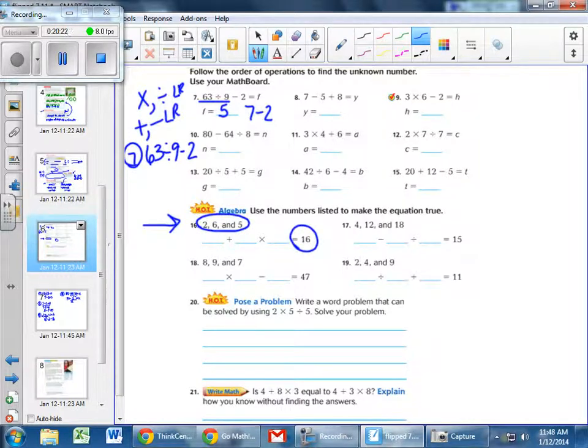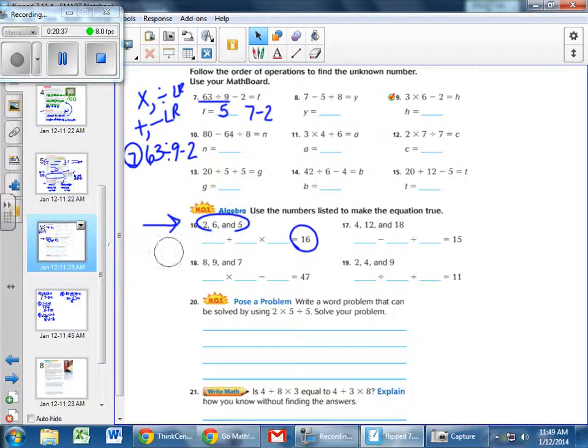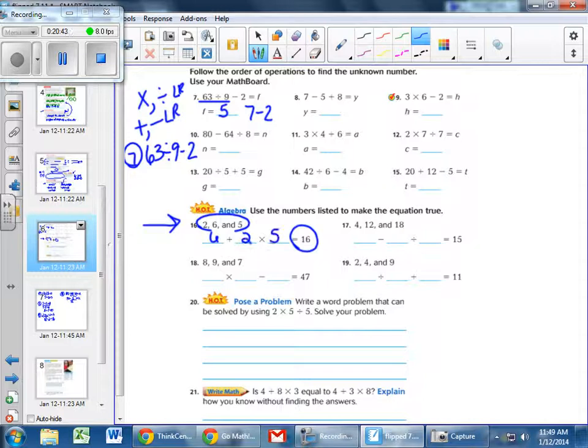Okay? So if we just substitute these numbers in order. Multiply and divide first. 6 times 5 is 30. Go back and add 2 plus 30. Does that equal 16? Nope. So let's try switching these. And this is just going to be trial and error. Okay? You have multiply and divide first. 2 times 5 is 10. Plus 6 equals 16. So we're done. Okay? You're just going to have to substitute them in and then try them multiple ways. So again, using that extra scratch paper will be a huge help to you.